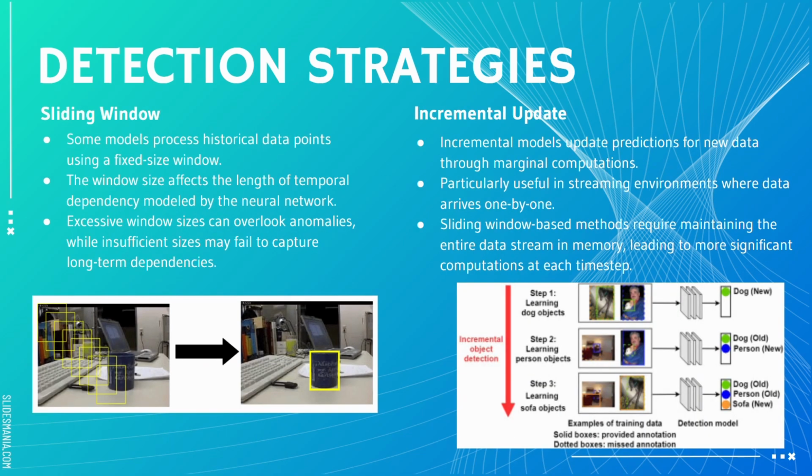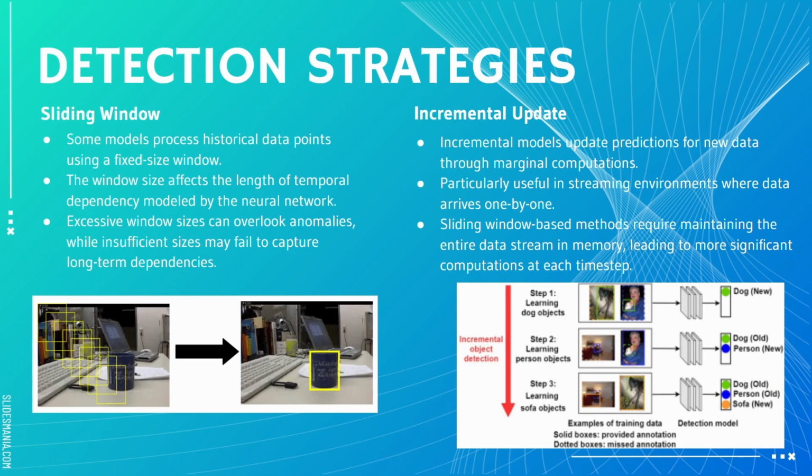And another strategy is a sliding window and incremental update. In sliding window, some models process historical data points using a fixed window size. The window size affects the length of temporal dependency detection. So practitioners should carefully select the window size based on dataset characteristics. Excessive sizes may sometimes overlook anomalies, and smaller sizes may fail to capture long-term dependencies.